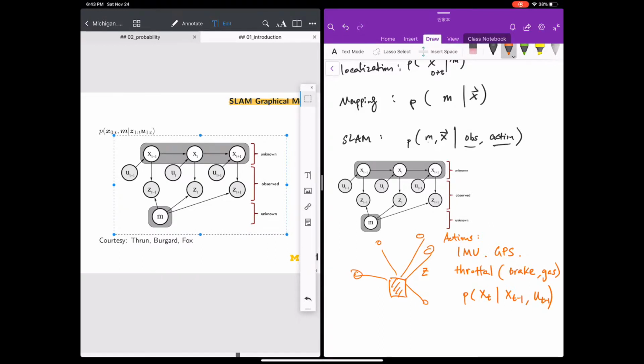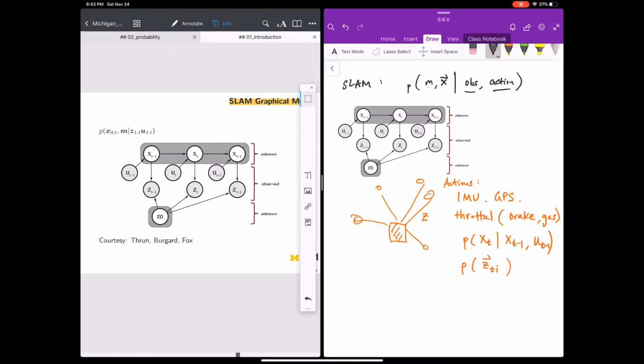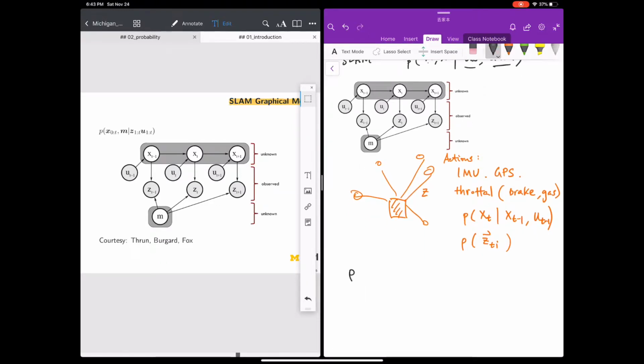But you also can observe the relative distance of everything to you, right? So zi, you also have that. So SLAM basically means if we have observed this and this, then how can we estimate x and m conditional on z 1 to t and u 1 to t, right?